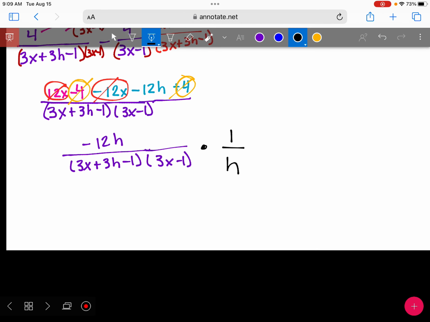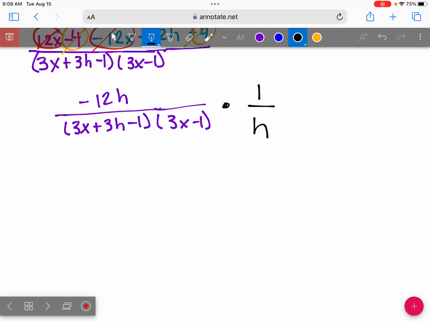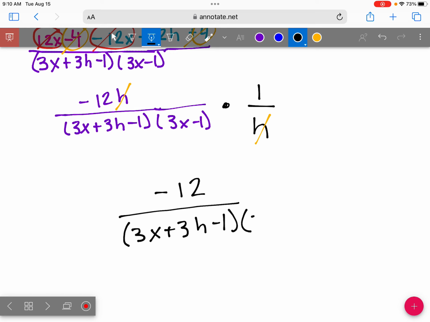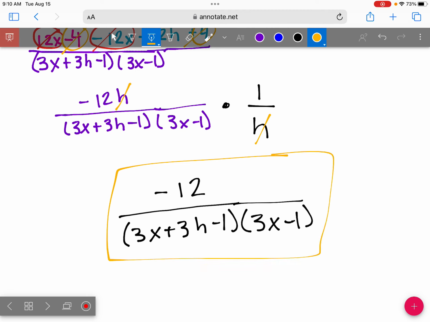I'm going to give us a little bit more space so we can see that, right? What happens there? The h's cancel. I've got a single h on the top and an h on the bottom. So our answer here is negative 12 over hot mess, 3x plus 3h minus 1 times 3x minus 1. That's a minus. And that's our answer. Okay?